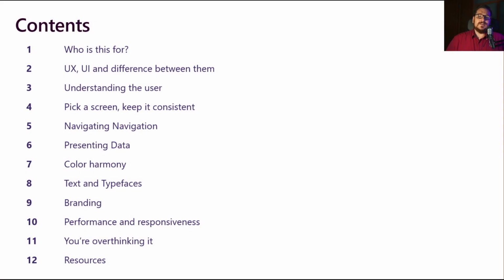So in this presentation, we're going to talk about a few aspects of UX. We're going to cover things like who is this for, what's the difference between UX and UI, understanding the user, how to pick the right screen and the right layout for your app, how to build proper navigation, how to present data in such a way that it is readable and efficient on any screen size. We're going to talk a bit about color and how that affects building our apps. We're going to talk about text and fonts and how to use them. We're going to discuss branding and branding guidelines, and of course the impact of UX on performance.